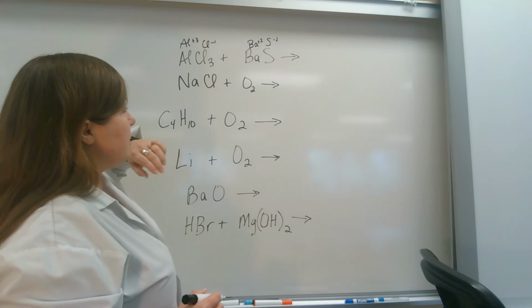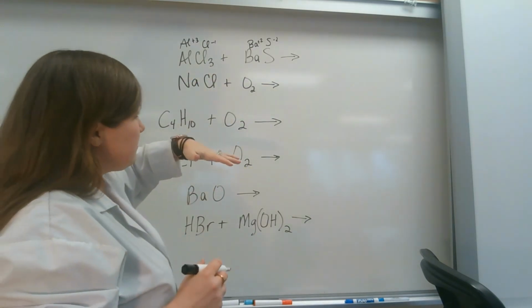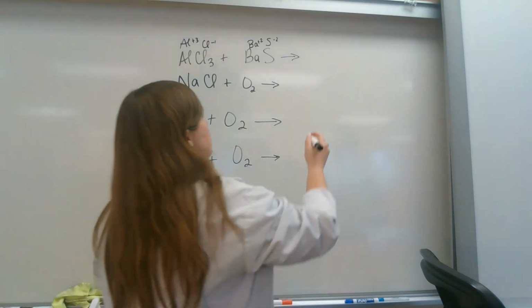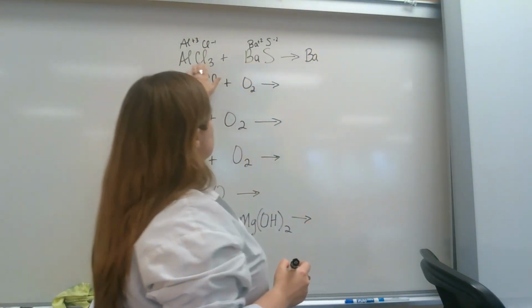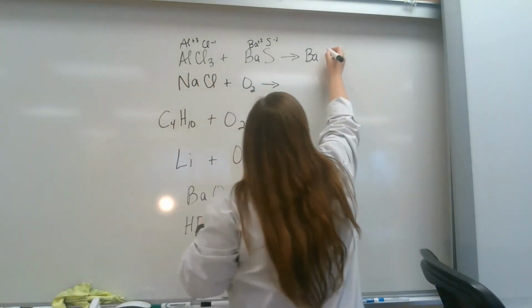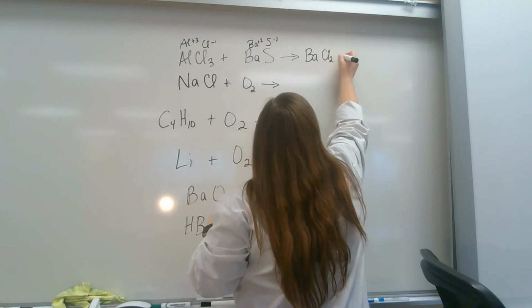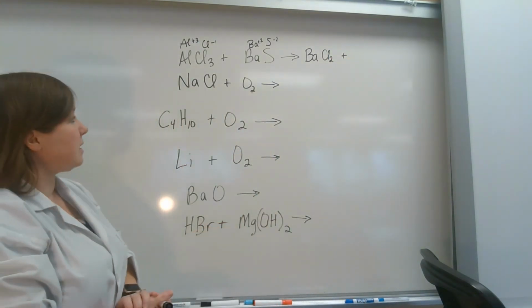Okay, so then I'm going to decide which cation I want to write first. It doesn't matter. Let's switch it up and do barium first. Barium, with its plus 2 charge, is going to bond with chlorine with a minus 1 charge. So that's going to be BaCl2. We need 2 chlorines to go with 1 barium to cancel it out.